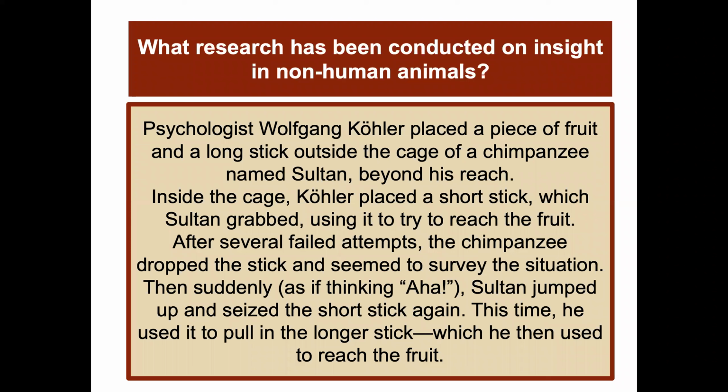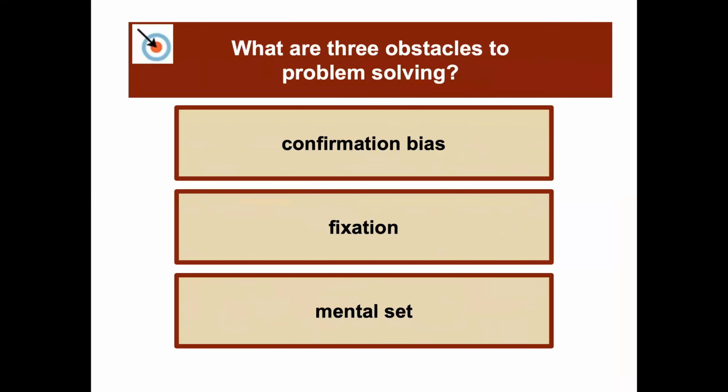And suddenly, as if having one of those aha moments, Sultan jumped up, seized the short stick, and used it to pull in the longer stick, which he then used to reach the fruit. So he had this aha moment. So it seems like insight is not a fundamentally human-only attribute, that there are also other non-human animals that exhibit insight. So what are some obstacles to problem solving?